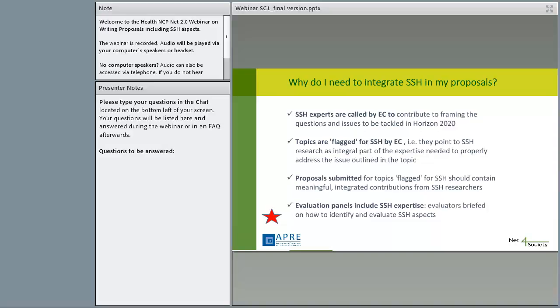And when you submit the proposal, it will be evaluated by evaluators selected by the Commission. And the evaluation panels of evaluators that evaluate your proposals include SSH experts. Also, if you are submitting a proposal for a topic taken from the health work program, and this topic is flagged SSH, so it's relevant, near to the Socio-economic Sciences and Humanities, you need to include SSH aspects because the evaluators will look for them. Because if this is an SSH flagged topic, you must include SSH aspects in your proposal. Otherwise, the evaluation cannot be successful.